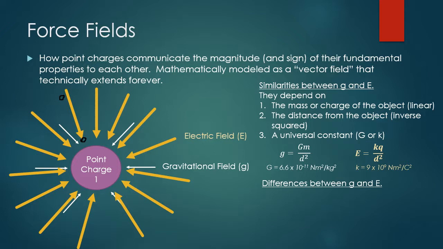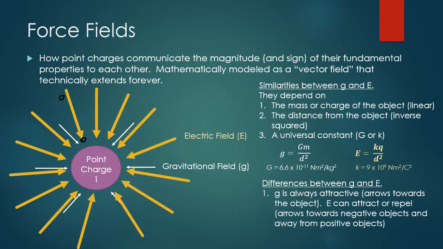There are a couple differences between these force fields. One I've already mentioned, and that is that G is always attractive, which means the arrows are always going to be pointing towards the point charge or point object, point mass sometimes, whereas E can attract or repel, and the direction of the arrows is going to represent which direction E is pointing. We are always, by convention, drawing E towards negative objects and away from positive objects, as I've shown in the drawing to the left.